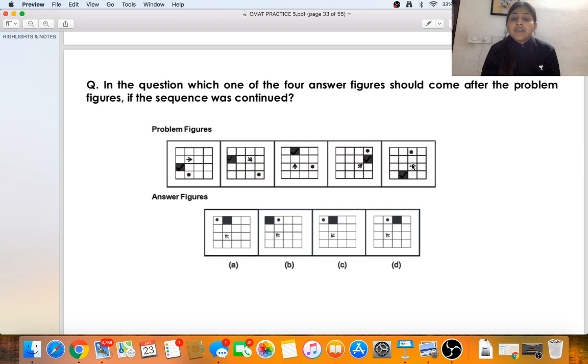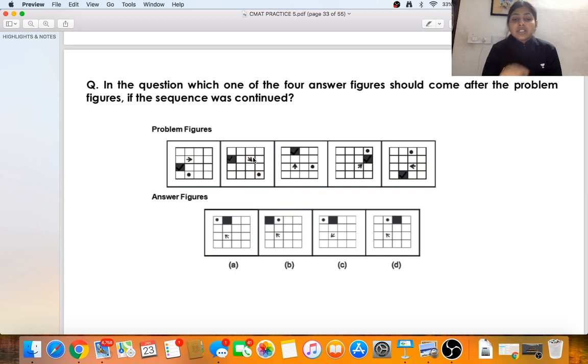Now it will shift by 5. So it will be 1, 2, 3, 4, 5. It will come to this box. In both A and C, it's in the same box, but the direction of the arrow is different. So which one is correct? Which direction of the arrow is correct?